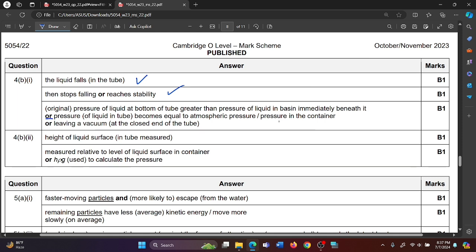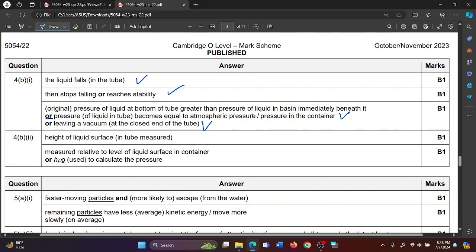So we can write any of these three lines. Did we write the second line? Pressure becomes equal to the atmospheric pressure. Yes, we did write this. Then we also wrote leaving a vacuum. So we did also write this one.